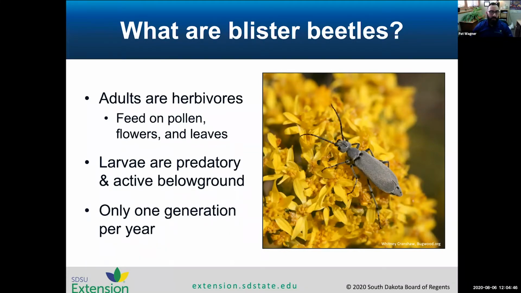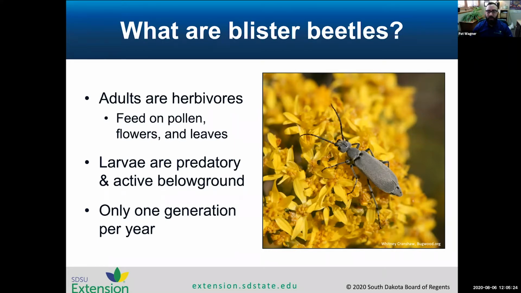A little bit about their feeding habits. The adults are herbivores. They'll feed on pollen, flowers, and leaves. This talk is focused on alfalfa, but some of these blister beetles can be a bit of a pest of gardens because they'll cause defoliation. It's really not a concern for alfalfa fields, though. It's not bad enough to really warrant any type of management for these beetles. But if you have a garden, maybe you'd watch out.